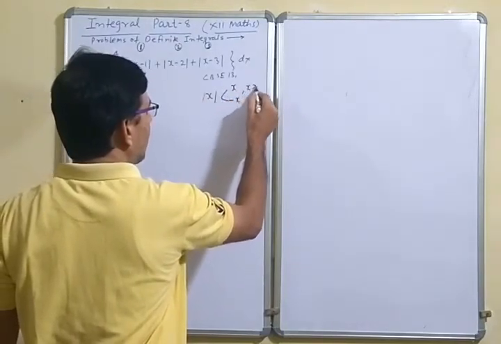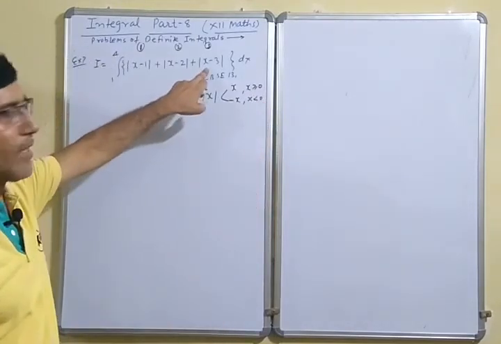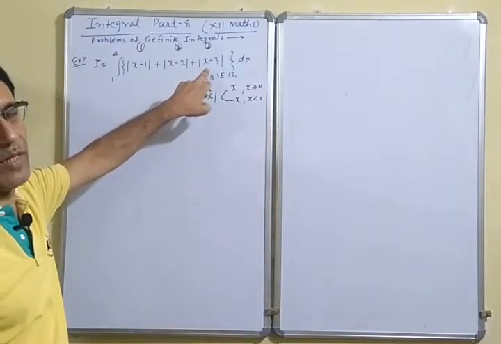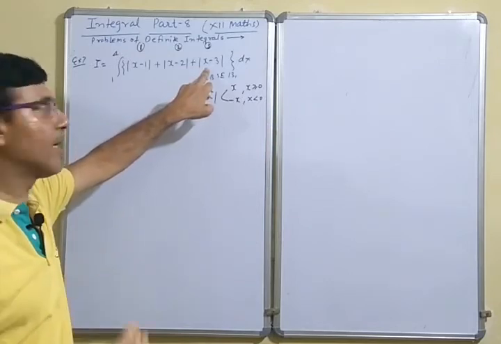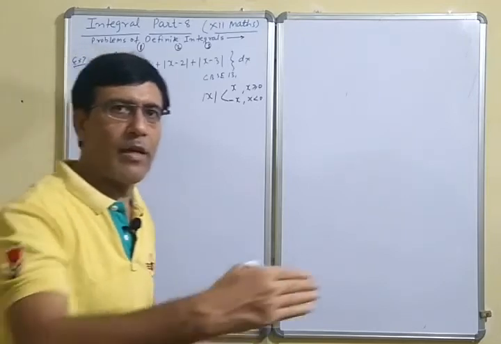Condition is what? x greater than or equal to 0, x less than 0. So similarly, if it is 3 or more, it becomes x minus 3, and if it is less than 3, it is 3 minus x. Now simultaneously you will break it.